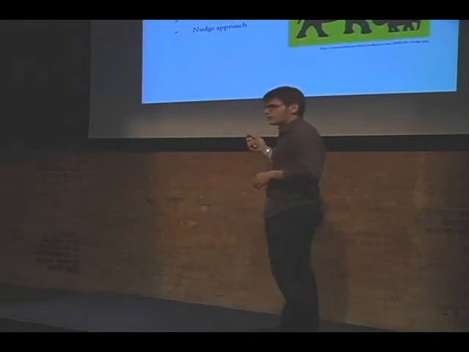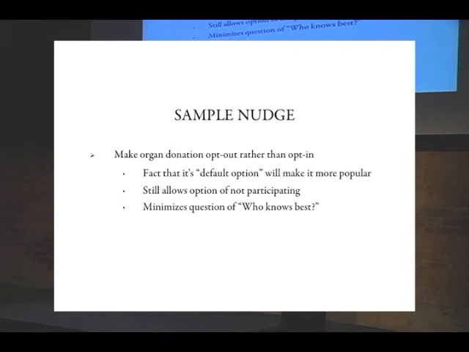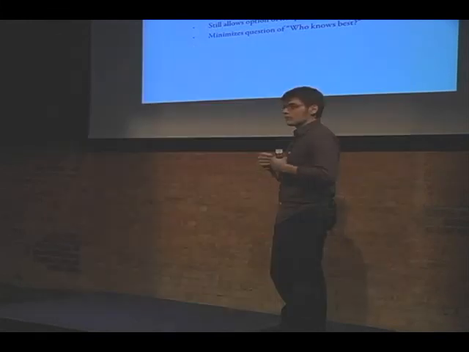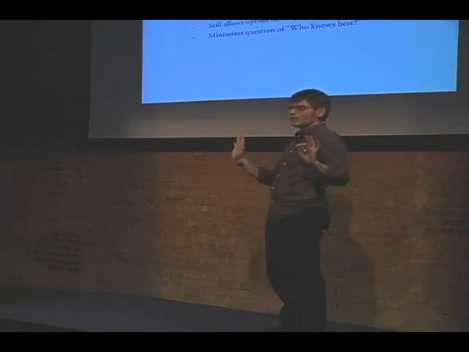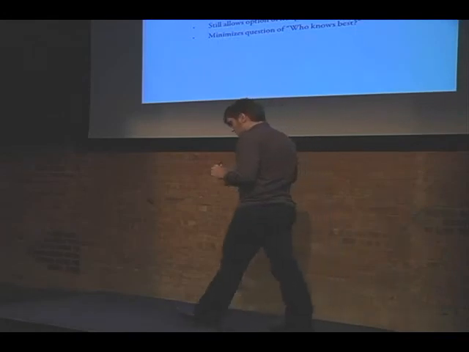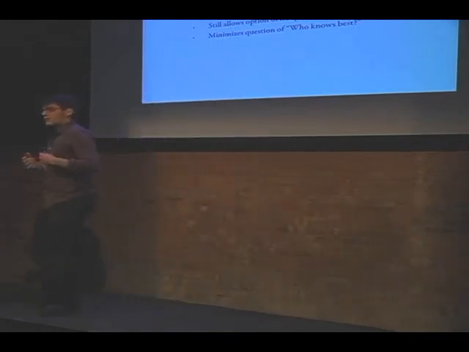One sample nudge they propose to deal with that particular problem is make organ donation opt out rather than opt in. So make it when you sign up for your driver's license, you're automatically considered an organ donor unless you say, wait, I don't want to do that. It is a nudge because you have the way to back out, which kind of minimizes this problem of who knows best. But it would most likely increase the percentage of organ donors.